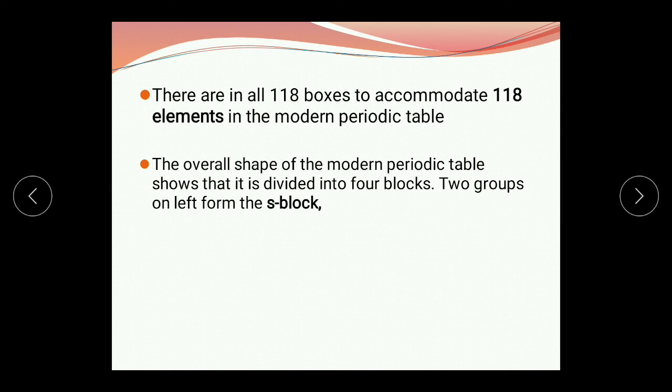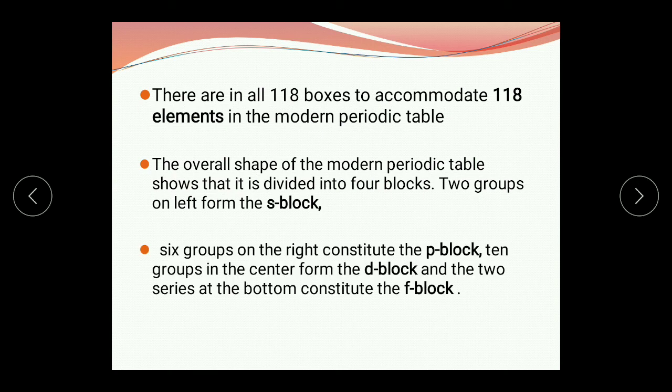2 groups at the extreme left are the S block elements. 6 groups on the right side are P block elements. 10 groups in the center of S and P block belong to D block. And the 2 series containing 14 elements each, which are placed at the bottom of the periodic table, are F block elements. So this is all about the periodic table, or basic knowledge about the periodic table.